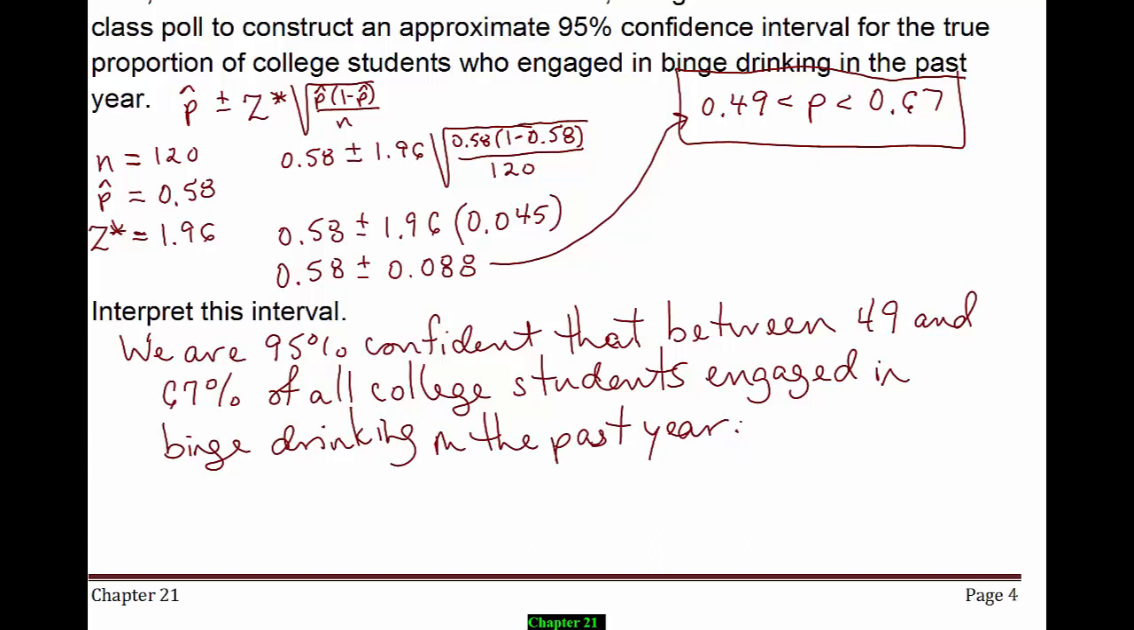The key things to notice in this confidence interval interpretation is that we stated our confidence level. We stated our confidence limits, 49 and 67%. We put units on there because we had it in a percent form. We have our population, not our sample. So we talk about all college students, not just the ones in the sample. And the parameter, the percent who engaged in binge drinking in the past year.